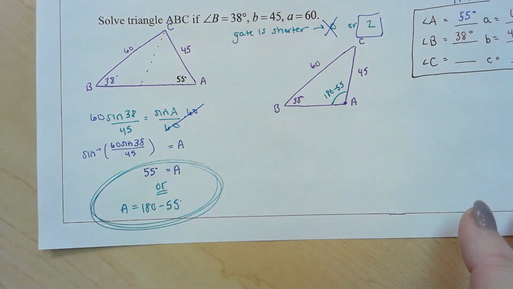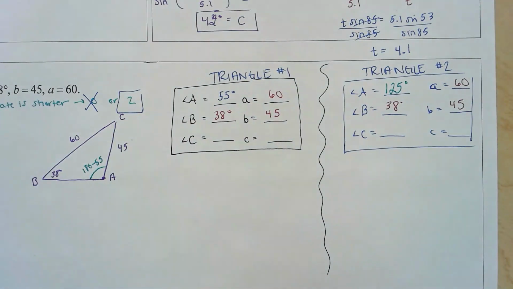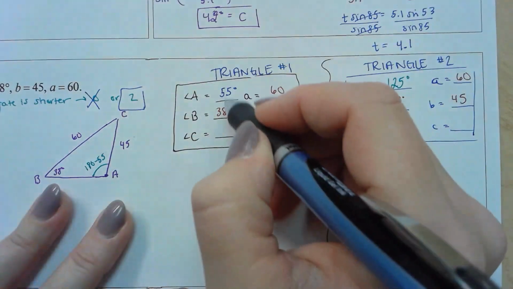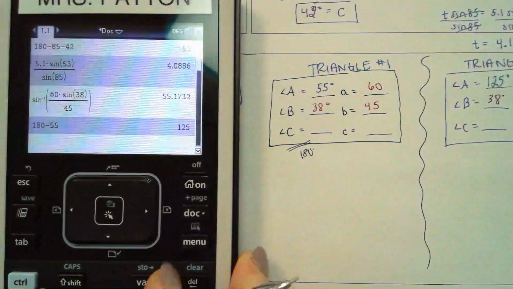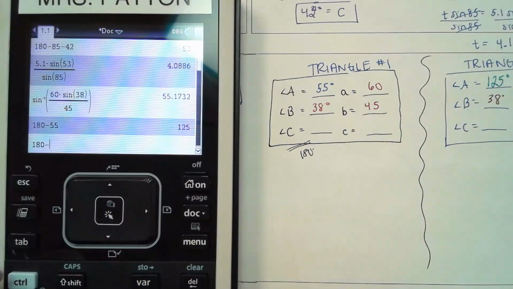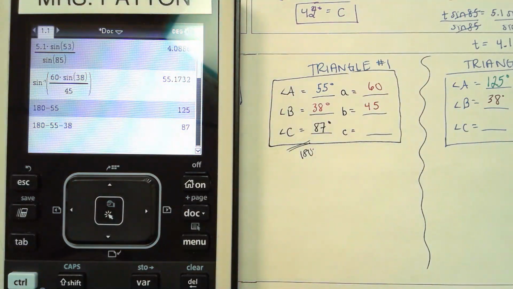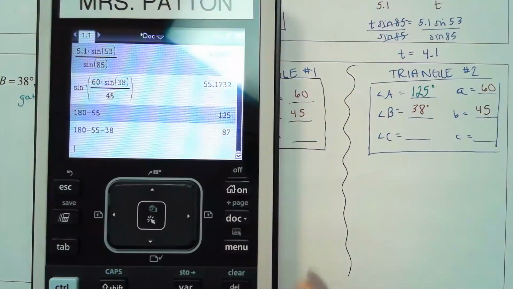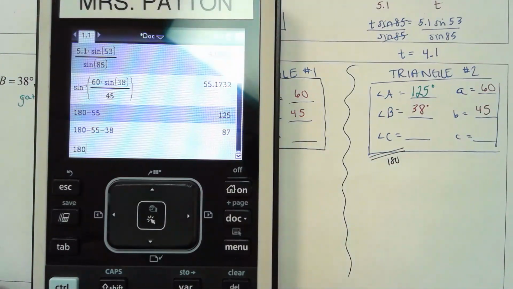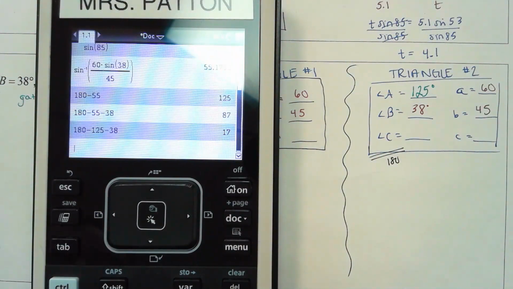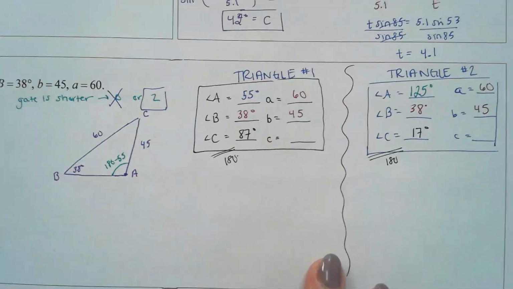Okay, great. So at this point, I'm going to finish triangle number 1. Remember that all 3 angles have to add up to 180 degrees, so that's where I'm going to start. I'm going to start by doing 180 minus 55 minus 38. That means angle C is 87. And you know what? I lied. Let's go ahead and just do the same thing over here. Those 3 have to add up to 180. So 180 minus 125 minus 38 leaves us with a little 17-degree angle in there.